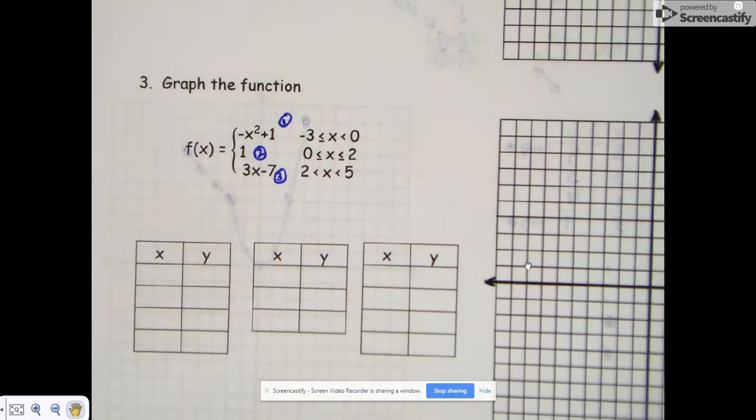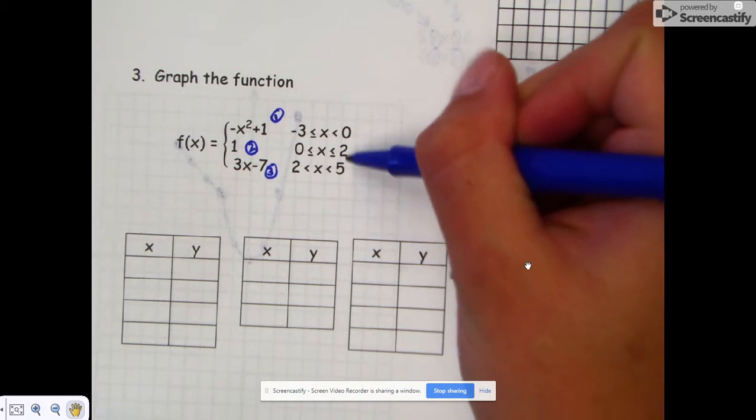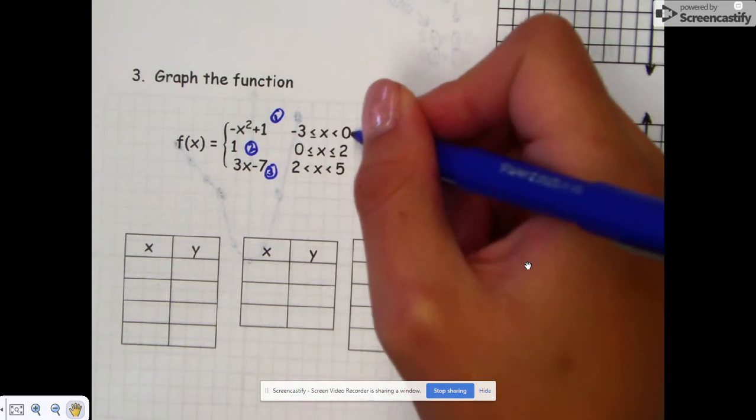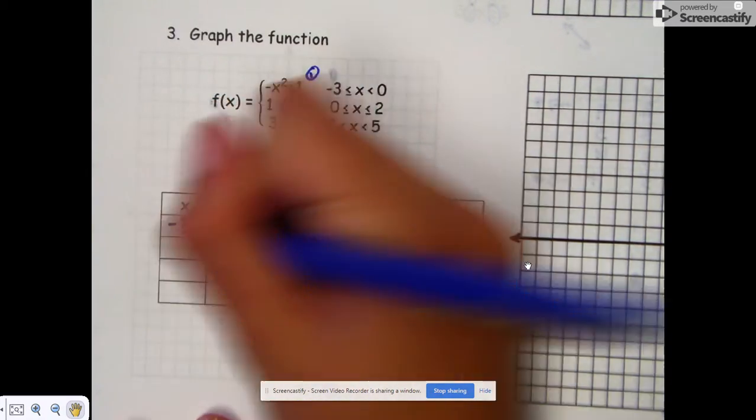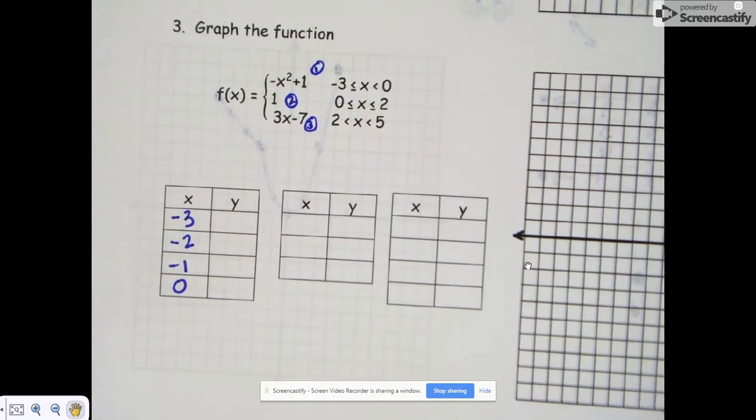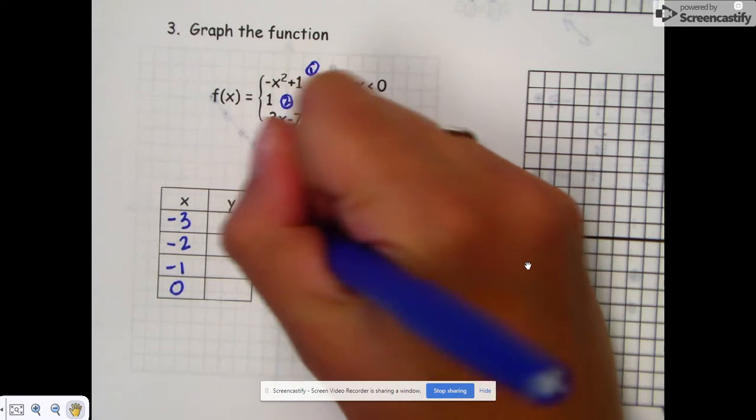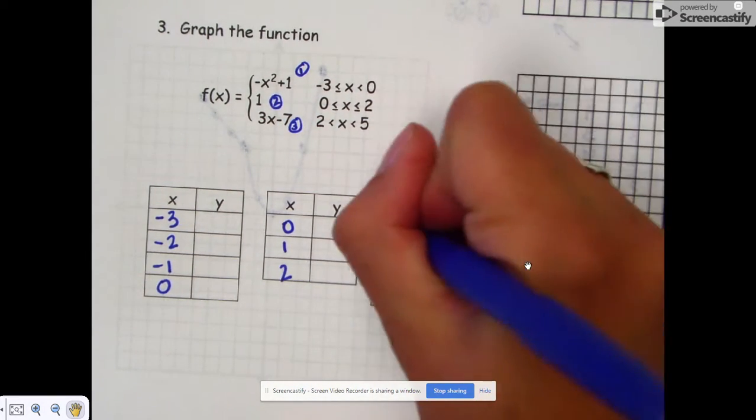If you notice, it gives us where to graph them, and it gives us where they want the pieces graphed. In this function, they want us to use x values -3 to 0. So I'm going to use this table down here and fill in my table from -3 to 0. And then this middle function, they only want us to go from 0 to 2. And then in this one, they want us to go from 2 to 5.